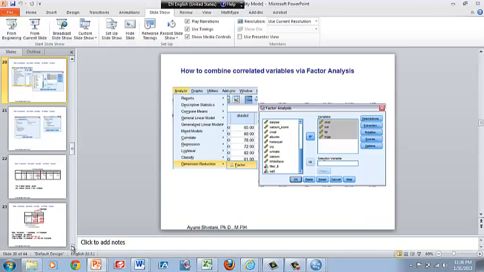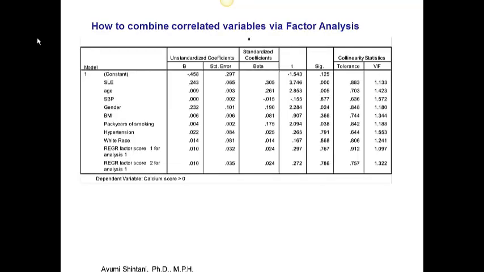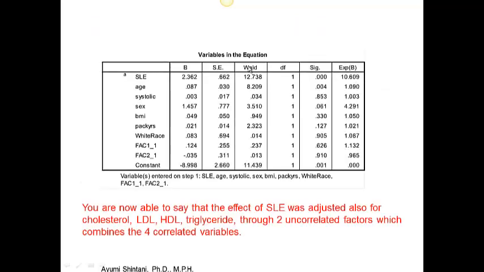So in order to proceed, we redid the variance inflation checking using these two new factors, factor 1 and factor 2. And then we don't see a large VIF anymore. Therefore, we don't have to worry about multicollinearity. So let's refit the binary logistic regression with these two factors. We are now able to say that the effect of SLE was adjusted also for cholesterol, LDL, HDL, triglyceride through two uncorrelated factors which combine the four correlated variables.